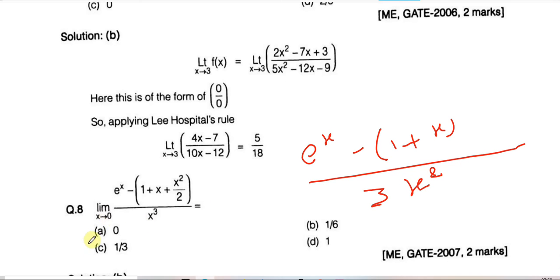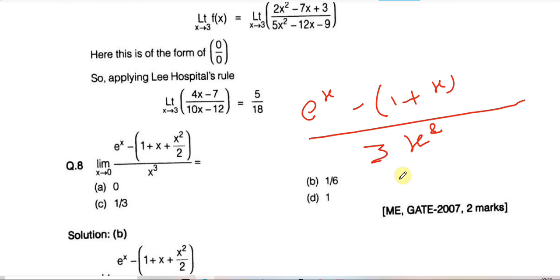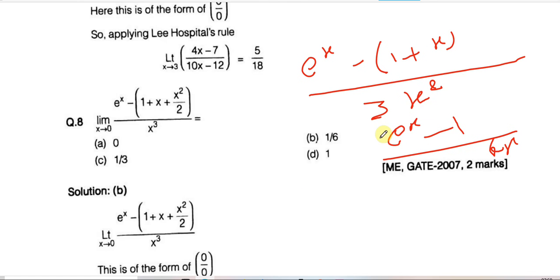Now put 0, so it is 0 by 0 form again. So again you can differentiate it, again apply L'Hopital's. So (e to the power x minus 1) upon 6x. Now put x equal to 0, it again comes 0 by 0 form. So again we can apply L'Hopital's, e to the power x upon 6. Now put x equal to 0, it is 1 upon 6. So 1 upon 6 is the answer.